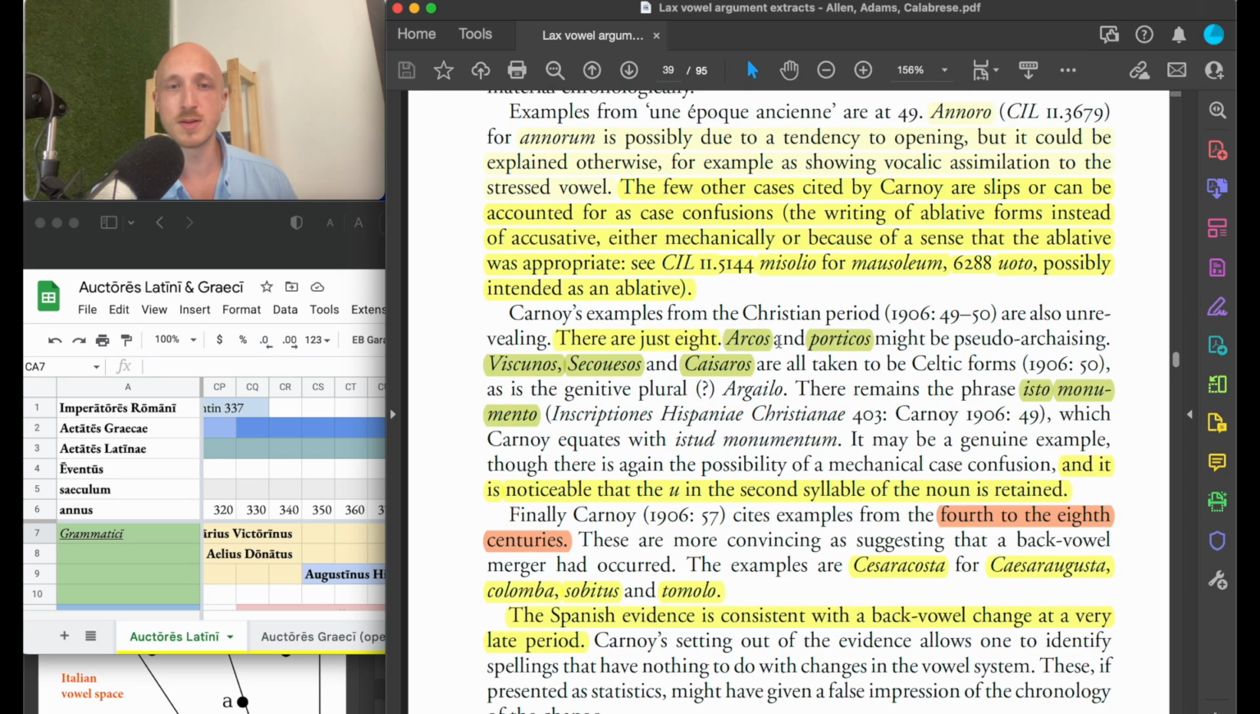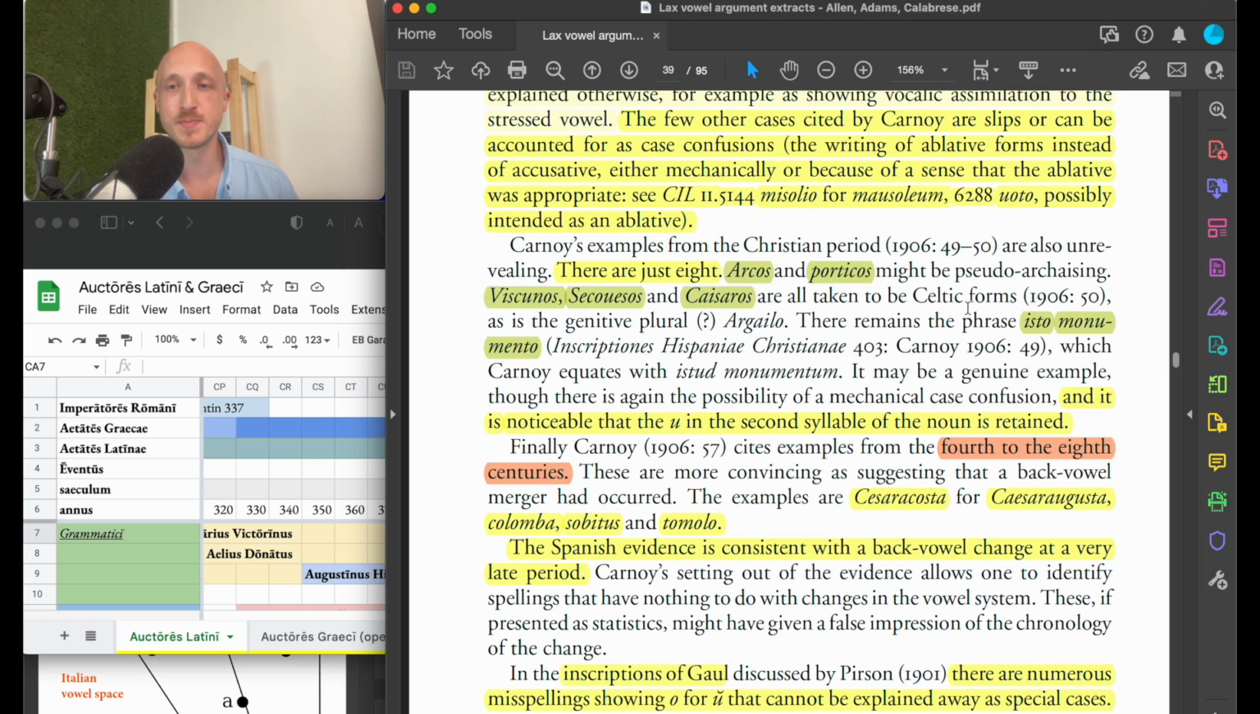So, in this Christian period, Carnoy has just 8 examples of this. Arcos, porticos, Caesaros, all taken to be Celtic forms. Isto monumento is interesting. It is noticeable that the U in the second syllable, monumento, is still there.